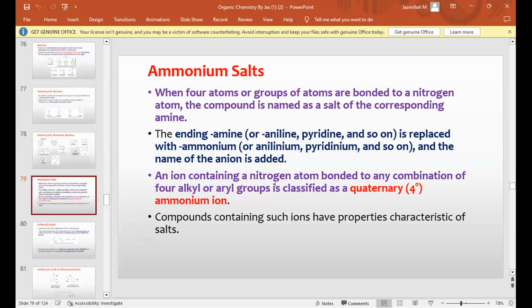An ion containing a nitrogen atom bonded to any combination of 4 alkyl or aryl groups is classified as quaternary, or 4 degrees, ammonium ion. So compounds containing such ions have properties similar to those of salts.